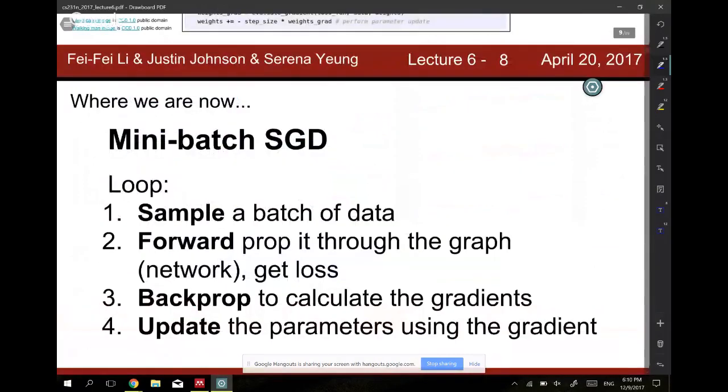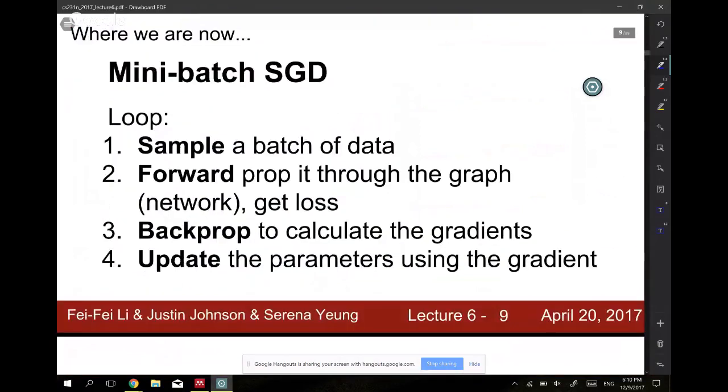The entire process is called mini-batch stochastic gradient descent. The process goes like this. First, among all the data, we sample a batch of data. Let's say there are 1 million data points, and we sample maybe 100 at a time. Second, we forward prop it through the graph. Then we do a back propagation to calculate the gradients, and we use these gradients to update the weights.